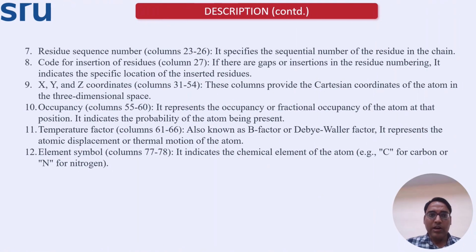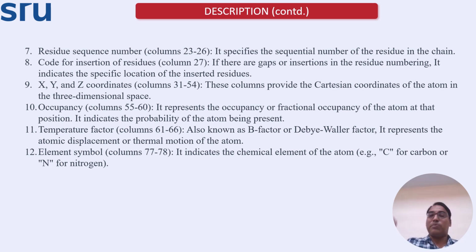Now see the leftover part. Residue sequence number, columns 23 to 26. What is the number of the amino acid here? It shows the amino acid number. Earlier it was the atomic number for all the atoms present in the protein. Now the code for insertion of residues, then XYZ coordinates. These are simple Cartesian coordinates. Then followed by occupancy.